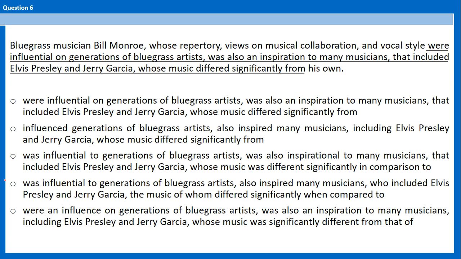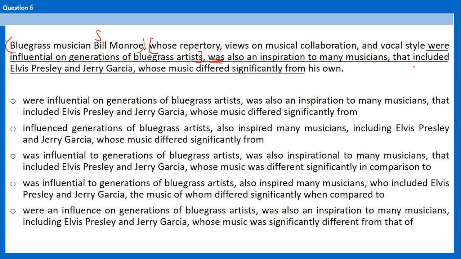Number 6. Here, my subject seems to be at the beginning: Bluegrass musician Bill Monroe. So that's my subject. Then you have a modifier, whose repertory, views on musical collaboration, and vocal style were influential on generations of bluegrass artists. And then you have "was." So the musician was also an inspiration to many musicians that included Elvis Presley and Jerry Garcia, whose music differs significantly from his own.